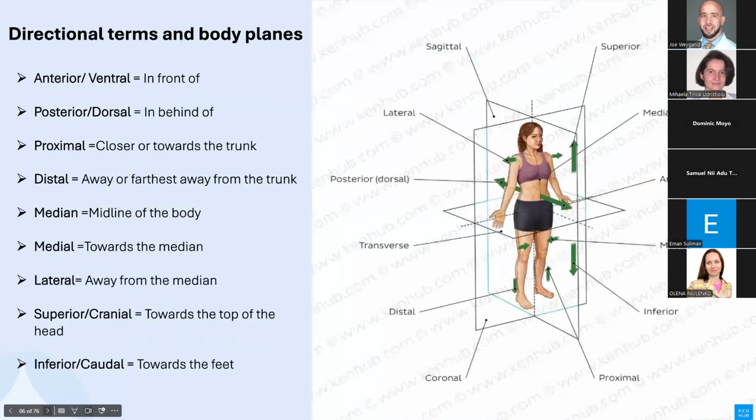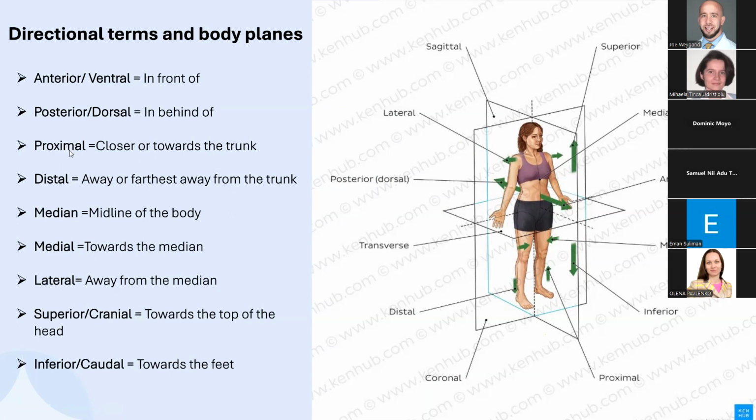And here we have different directional terms and body planes. When we say the word anterior or ventral, it means in front of, like a body organ that is in front of another body organ. And when we say the term posterior or dorsal, it means behind.